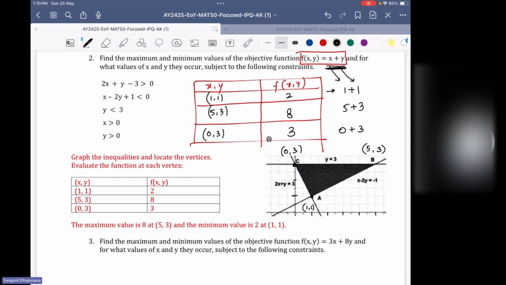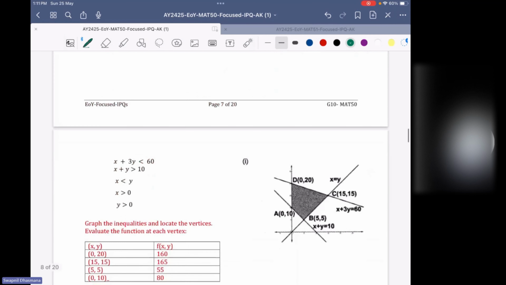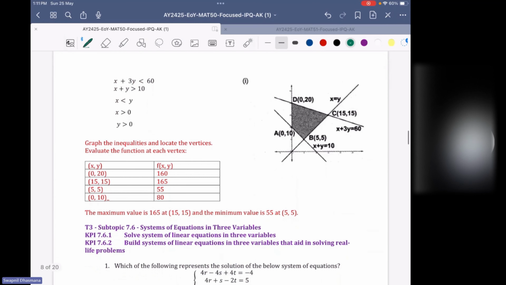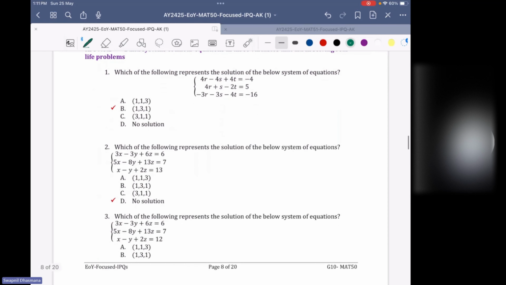Now you can see the maximum value is 8 and the minimum value is 2. So 2 is at 1, 1. 8 is at 5, 3. That's what they have written. It's a bounded region, so no problem. These are your answers. Now let's have an example of unbounded.